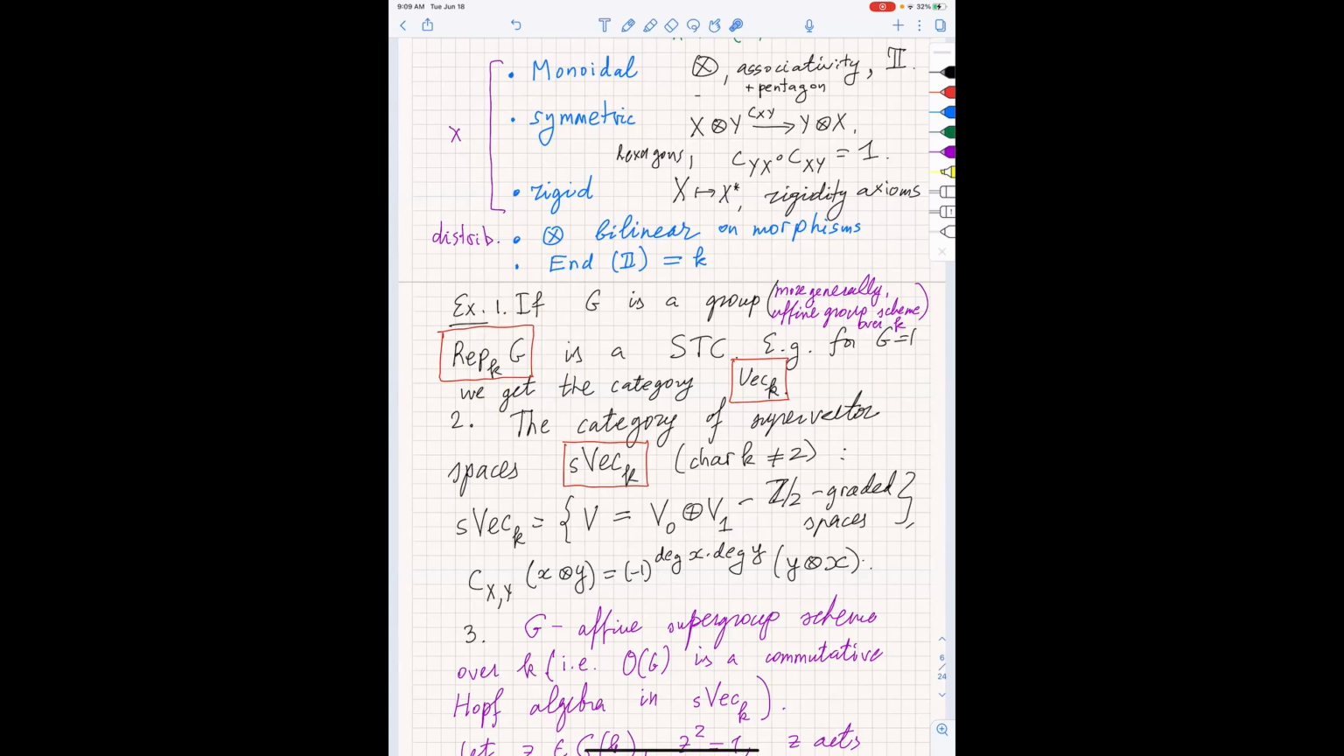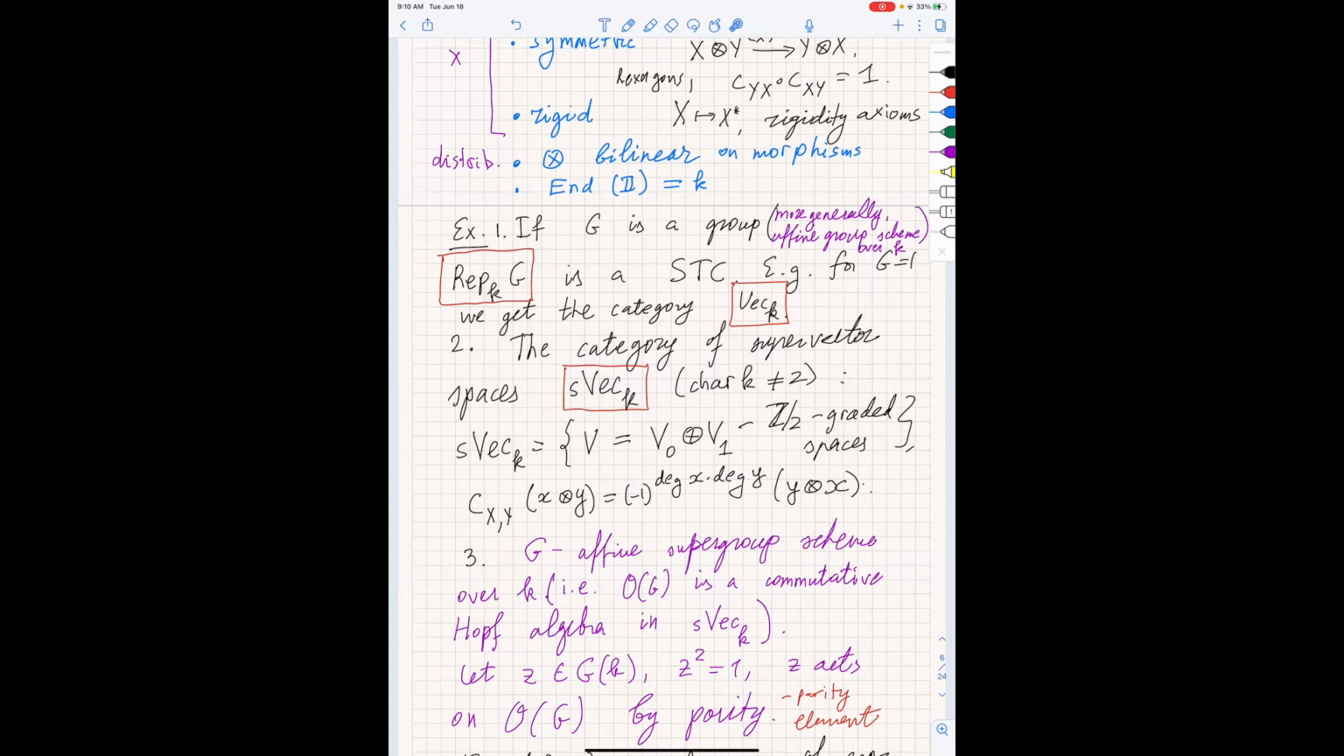But we take a different commutativity isomorphism C_XY, which sends X tensor Y for homogeneous vectors X and Y to Y tensor X multiplied by the sign, -1 to the degree of X times degree of Y, where the degree is this subscript here. So this means that X and Y should be either from V0 or from V1. So this is the same as usual, except one case, when both X and Y belong to V1, in which case we have to put a minus. And this makes this category different from the previous one, so it's not very difficult to show.